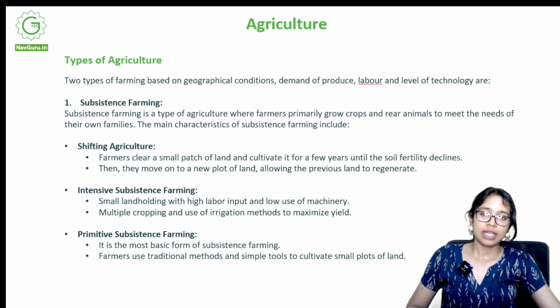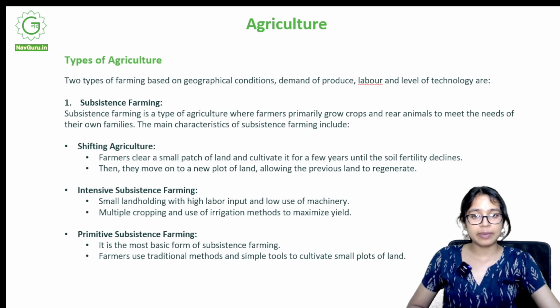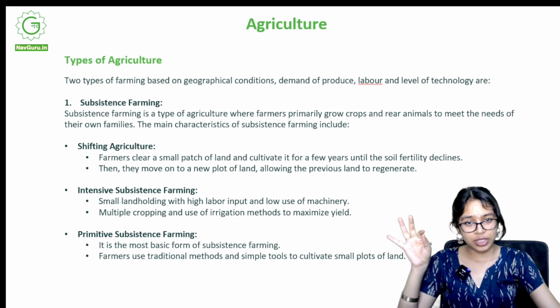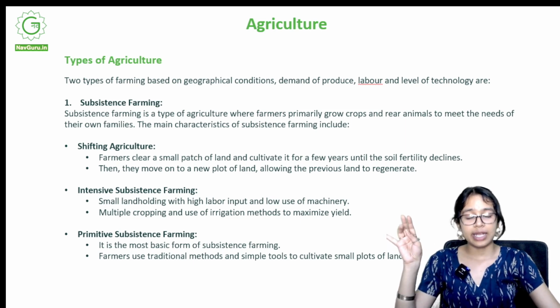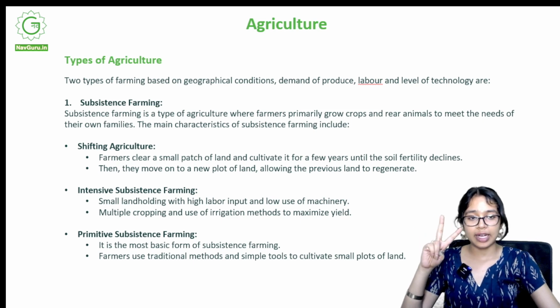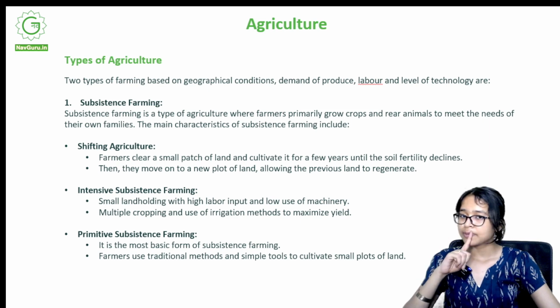Okay, let's go ahead. Types of agriculture. Two types of farming based on geographical conditions. There are two types of farming basically based on geographical conditions, demand of produce, labor, and level of technology. So these are the four things that I kept in mind while dividing these two types of farming. So one is subsistence farming.